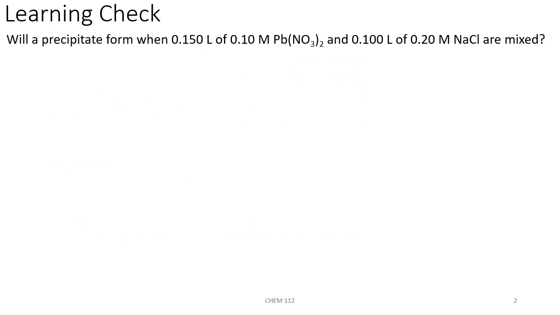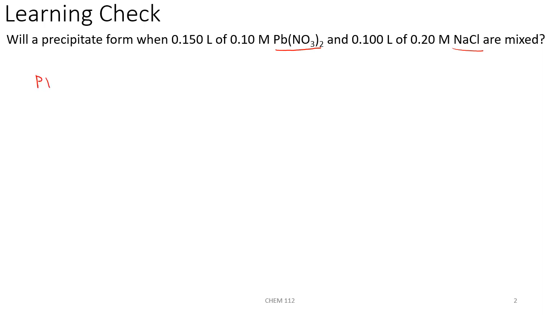So let's try an example to figure out if we will actually get a precipitate. Will a precipitate form when 0.15 liters of 0.1 molar lead-2 nitrate and 0.1 liters of 0.2 molar sodium chloride are mixed? So first we want to write our overall equation and figure out what that precipitate would even be in the first place if we were going to have one. So our two reactants are the lead-2 nitrate and the sodium chloride. So this goes back to what we learned last semester about writing balanced equations and predicting products.